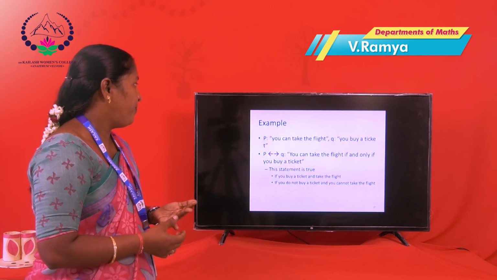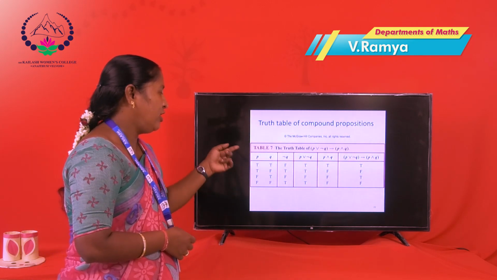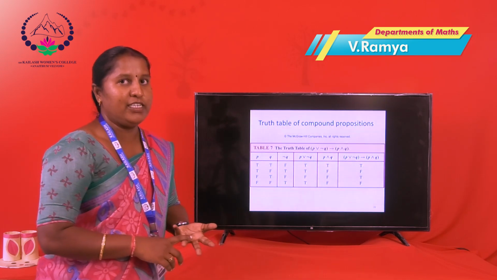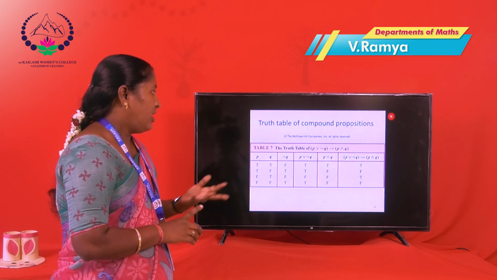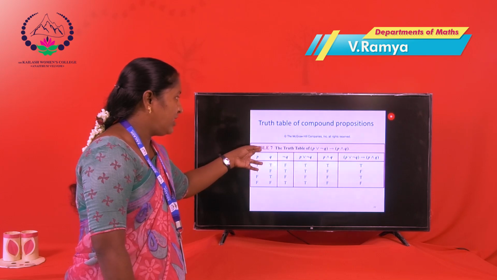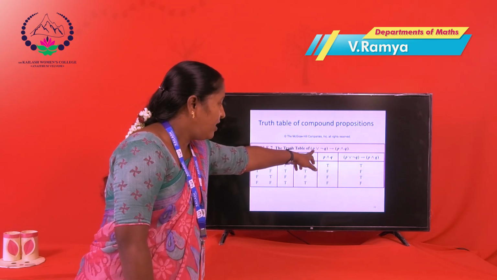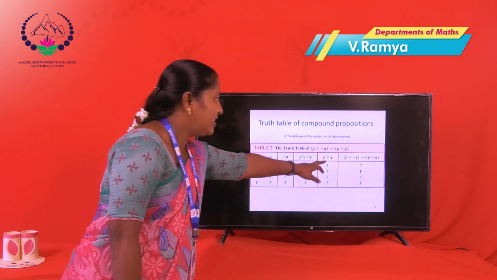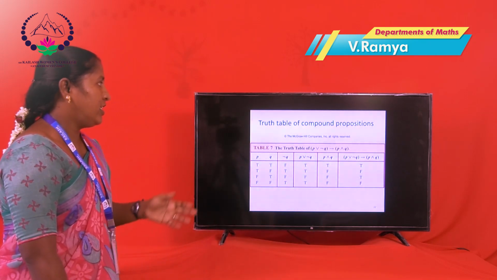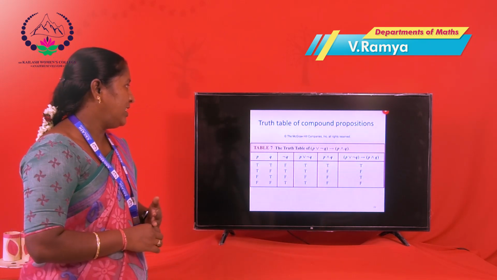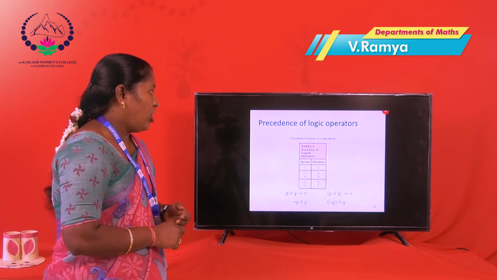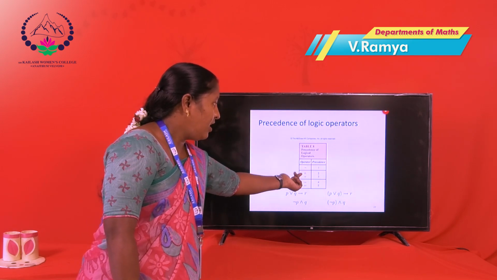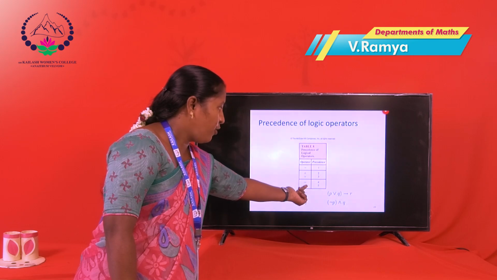The next one is the example of biconditional statements and a truth table for compound propositions. We use the operators conditional, biconditional, conjunction, disjunction, and negation in compound statements. For example, this is the or function, this is the negation function, this is the conditional, and this is the and function we use in compound propositions. The next one is precedence of logic operators. Negation is 1, and is 2, or is 3, conditional is 4, biconditional is 5.